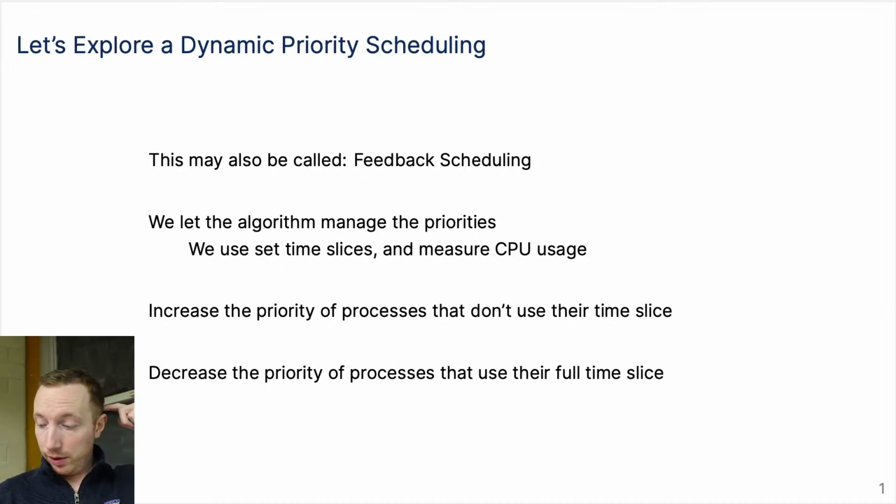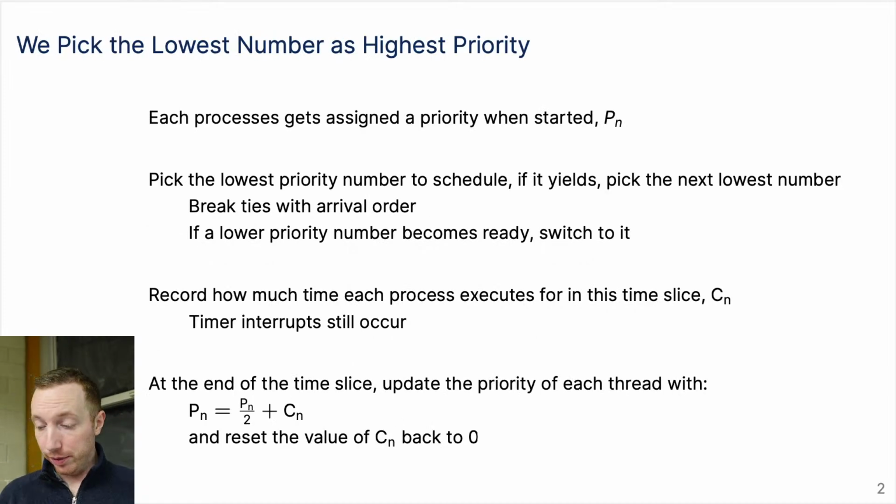In this case, decrease priority means make it less important. So I want the CPU-bound ones to be less important, and I want the IO-bound ones to be more important so that they're scheduled and you get good response time. But confusingly, we're going to use the opposite numbers. Higher priority will mean a lower number, which is kind of what the Linux kernel does. So like we just said, we're going to pick the lowest number as the highest priority in this case.